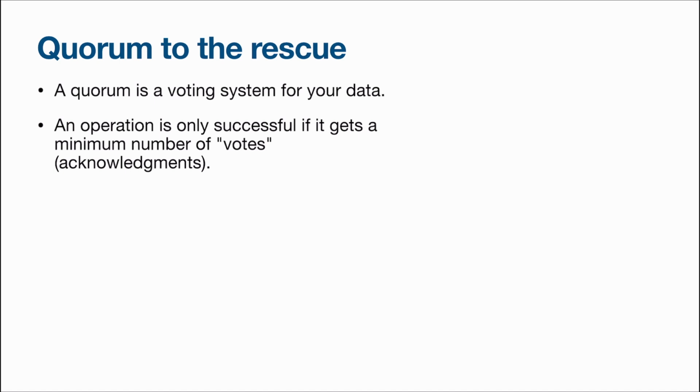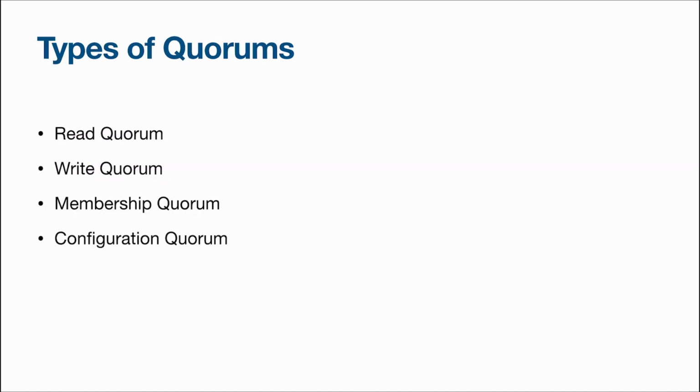So in this case, Quorum can be very helpful. It can come to the rescue. So what is Quorum? Again, a Quorum is a voting system for our data. An operation is only successful if it gets a minimum number of votes or acknowledgements.